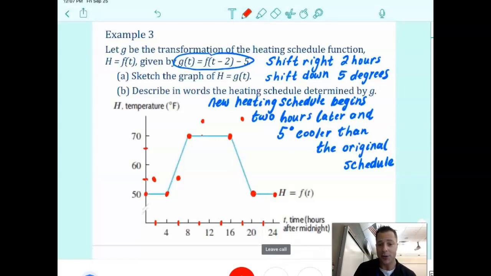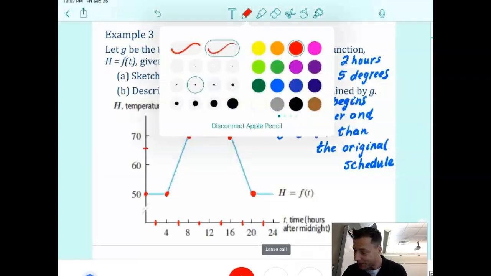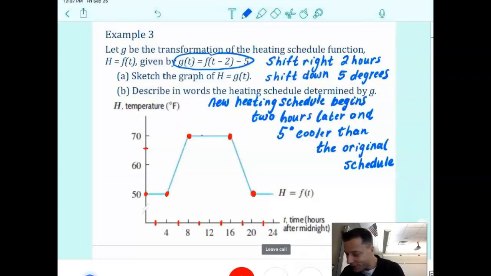Oh, I did all those wrong. So let's go back. Let's go there, there, there. Oops, that one's okay. So let's try this one again. Let's use a different color. All right, so over 2, down 5. Over 2, down 5. There we go, that's a little better. Over 2, down 5.